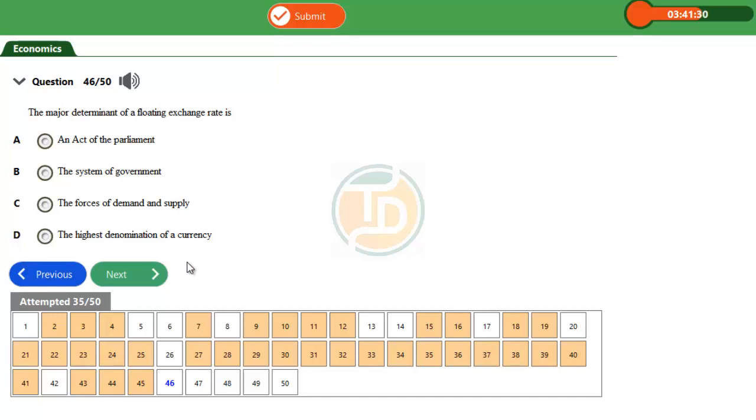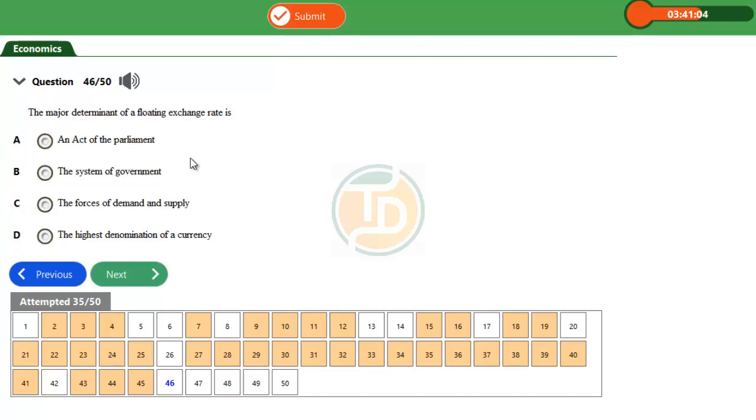Like the highest denomination of Nigeria's currency is 1,000 naira. Does it mean that if another country's currency's denomination is higher than 1,000 naira, Nigeria's currency value will be lower than that? No. All right. So from this explanation, we can pick two options that are totally out of it. And the two options that are totally out of the question are option B and option D.